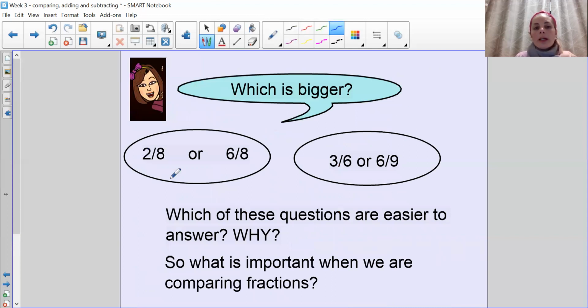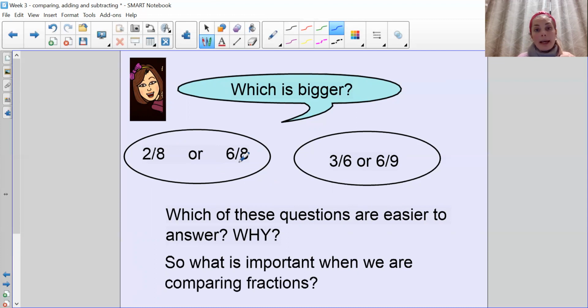Right, so when we are looking at comparing fractions, I have these two fractions. I have 2 8ths and 6 8ths, and I have 3 6ths and 6 9ths. Now, out of these two, this one is going to be very easy. And why do you think this question is going to be easier? If you have a look at the bottom numbers between these two. Right, and you will notice that the denominators here are the same. And when my denominators are the same, it is nice and easy, okay?